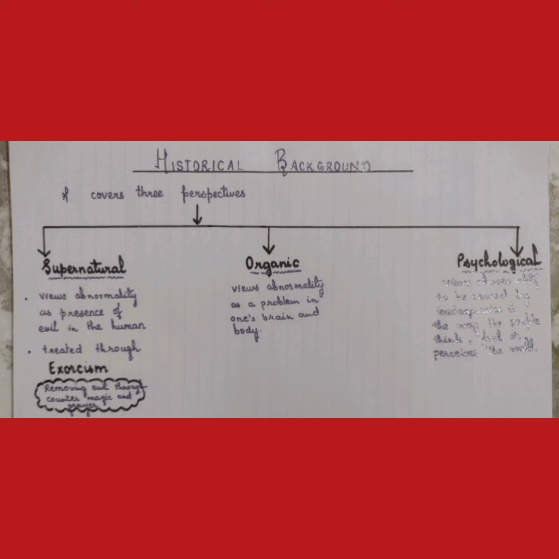Then you have another approach that is called the organic approach, or also the biological approach, which views abnormality as a problem in one's brain and body. If some problem occurs, then the individual shows some unusual behavior. Then you have the psychological approach or the psychological model explaining abnormal behavior. It tells us that abnormality is caused due to inadequacies in the way people think, feel, or perceive the world.